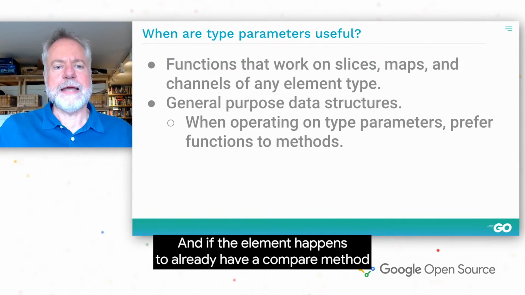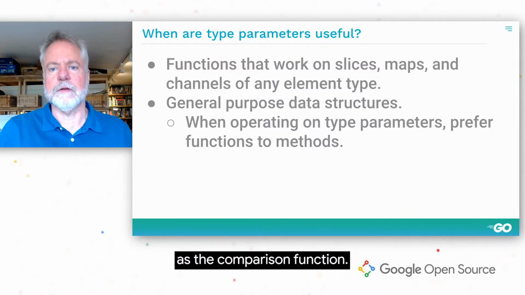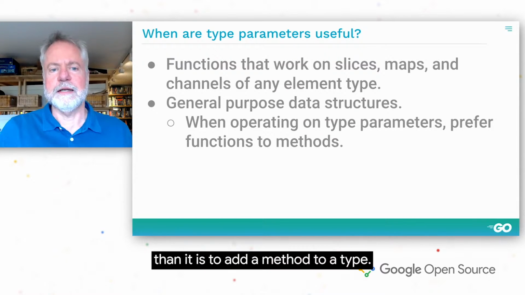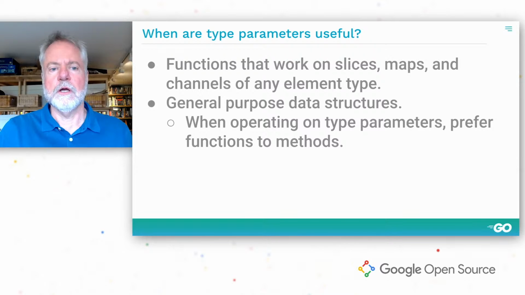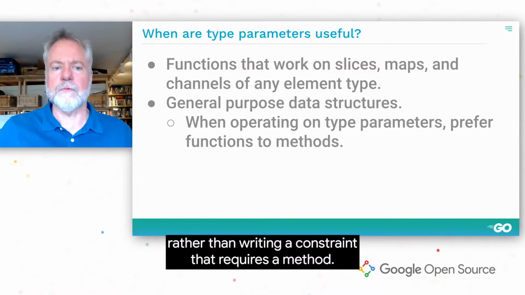And if the element happens to already have a compare method, we can simply pass a method expression like elementtype.compare as the comparison function. To put it another way, it's much simpler to turn a method into a function than it is to add a method to a type. So for general purpose data types, prefer a function rather than writing a constraint that requires a method.